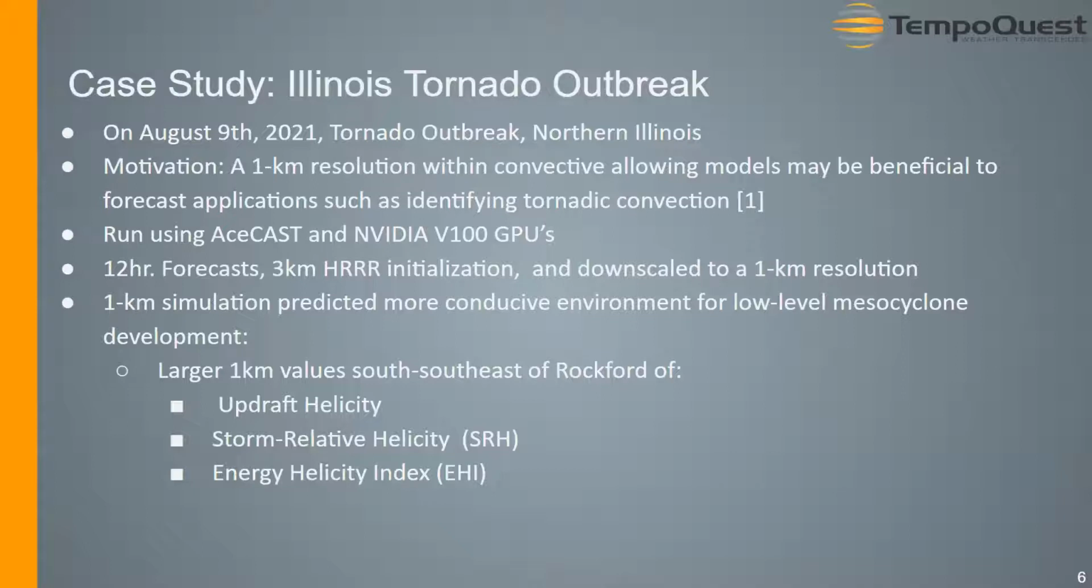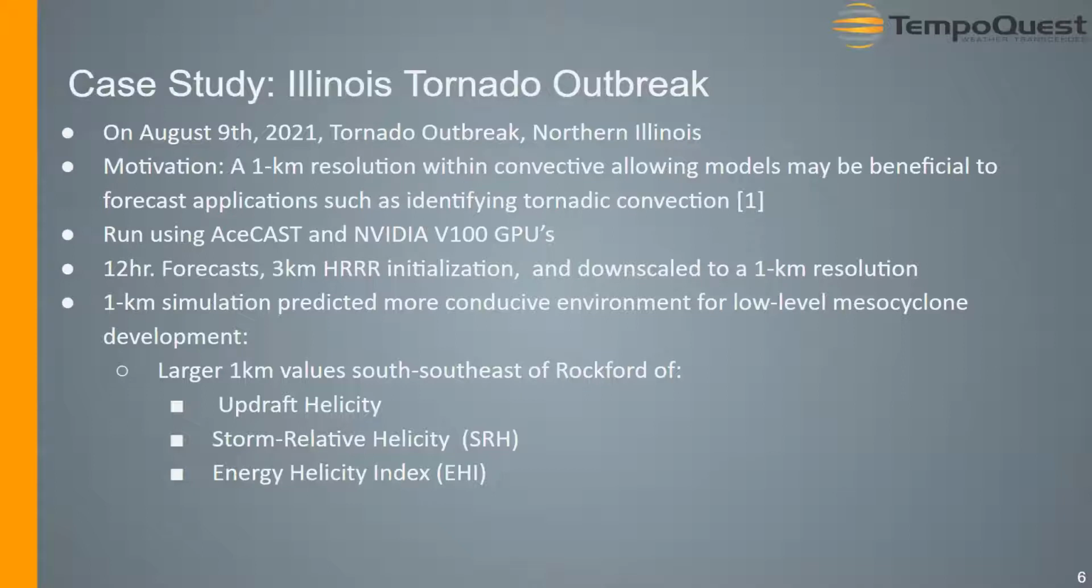With this information, we ran AceCAST using V100 GPUs. We ran 12-hour forecasts using the 3-kilometer HRRR as initialization across multiple model runs and also downscaled to a 1-kilometer resolution and compared the results with the 3-kilometer counterpart.